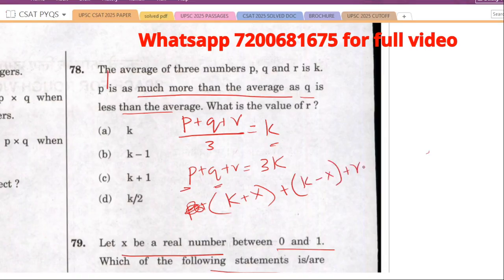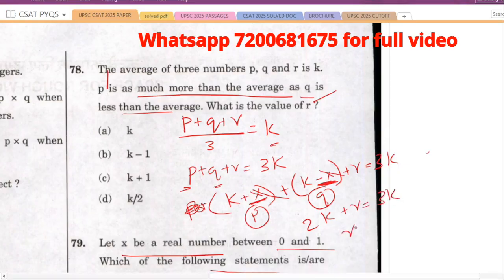Then I am writing R is equal to 3K. I have just substituted this P and this Q because it's a little bit more than the average, and the same amount it is a little bit less than the average. That's what is given in the statement in the question. If you solve this, what is happening? K plus X and K minus X, this X and X will get cancelled. So 2K plus R is equal to 3K, or R is equal to 3K minus 2K, which is equal to K, meaning R is equal to K. They're asking the value of R. So the answer will be option A, R is equal to K.